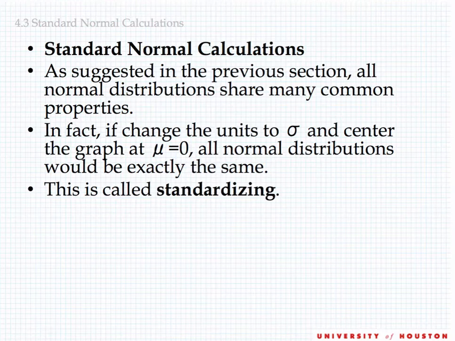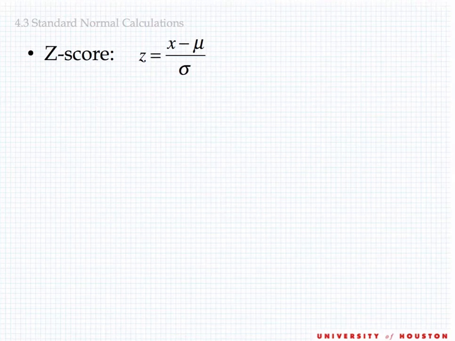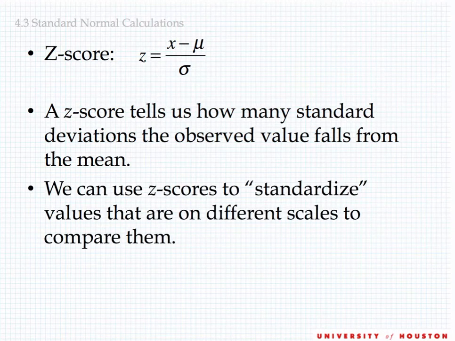This is called standardizing. If x is an observation from a normal distribution with a mean of mu and a standard deviation of sigma, the standardized value of x is called the z-score and is computed with the formula z equals (x minus mu) over sigma. A z-score will tell us how many standard deviations the observed value falls from the mean. We can use z-scores to standardize values that are on different scales in order to compare them.